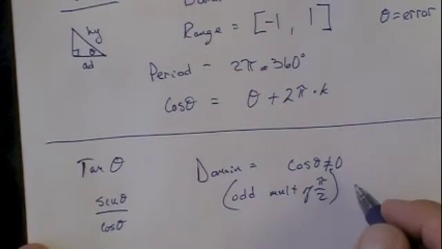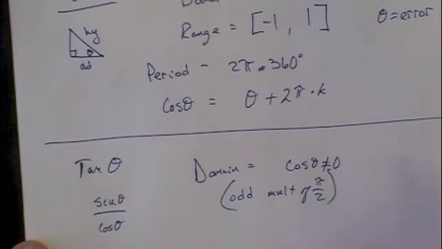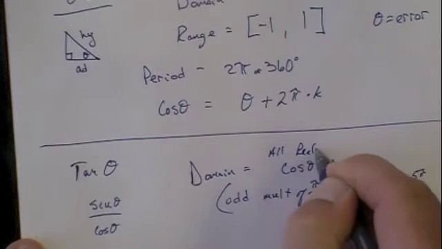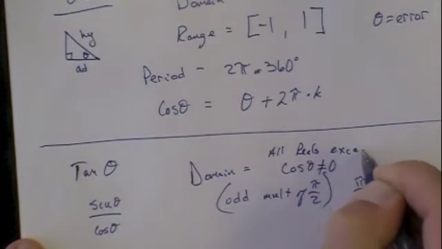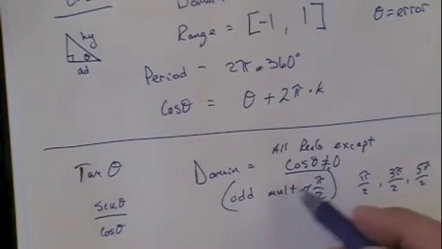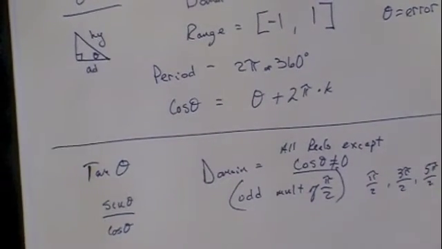Right? So that would be, for example, pi over 2, 3 pi over 2, 5 pi over 2, if we're making multiple laps, or we could talk about negative values as far as that goes. So we could say all reals except where the cosine of theta is equal to 0. Then we can't have that because that's on the bottom of our fraction.